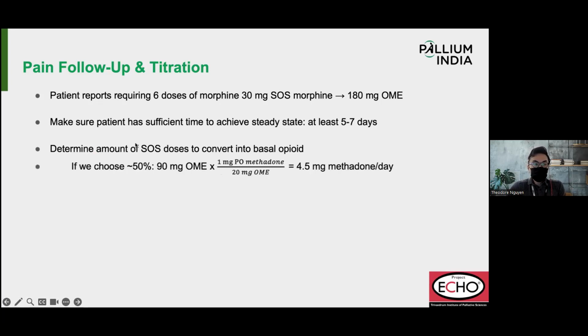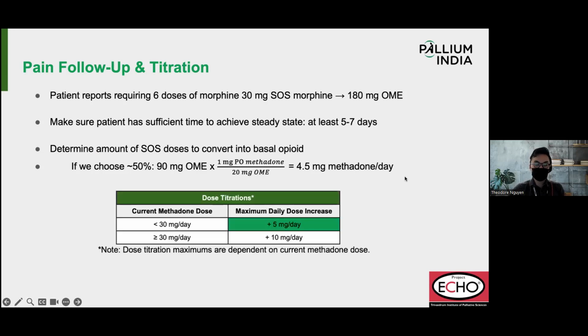So we could determine how much we want to convert of this to the basal opioids. Say, for example, if we want to do 50% of it, then if we do the 90 and still use the same ratio that we did before of 1 to 20, then that would convert to 4.5 milligrams of methadone in a day.